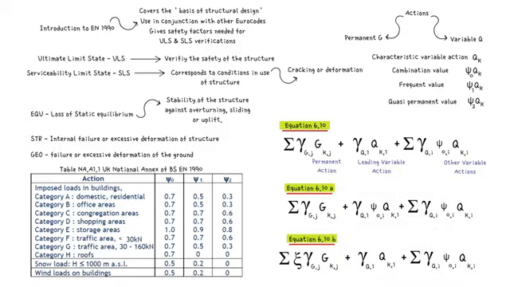Here's the second option that we have. We have equations 6.10a and 6.10b, we need to check the least favorable of these two. So, equation 6.10a is similar to 6.10b, except we have extra combination factor applied to the leading variable action. Equation 6.10b is the same as equation 6.10, except that we have this term xi, which is a reduction factor, and the value of xi is taken from the National Annex as 0.925.